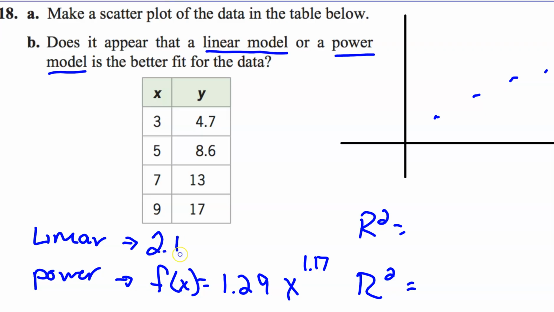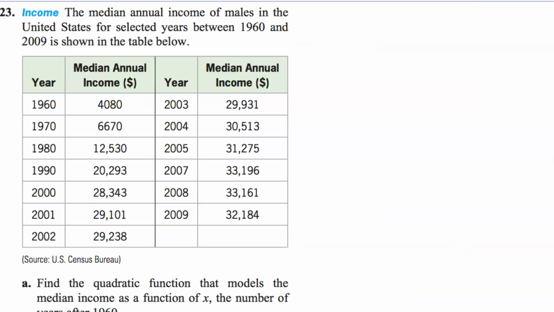And the linear was 2.065x minus 1.565. And then you're going to find your R squares, and whichever one is closest to 1 is going to be your better fit. It is going to make a better prediction. 23, very similar. Be careful that you understand what year 0 is.